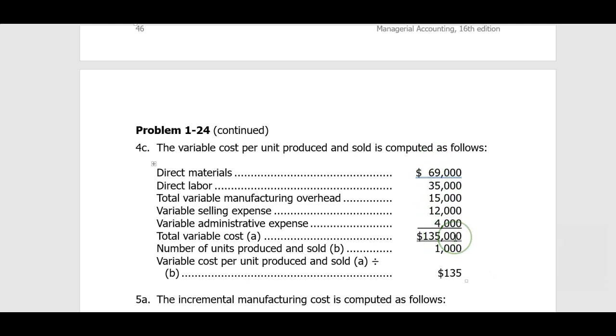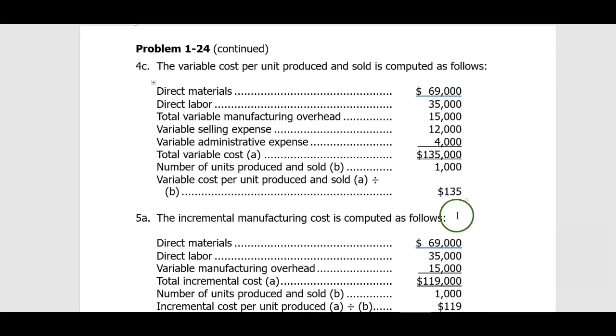They totaled to $135. We produced 1,000 units, so just divide. And so $135 is the answer. Again, this is the variable cost per unit produced and sold, not just produced, but your total for the whole company variable cost per unit.